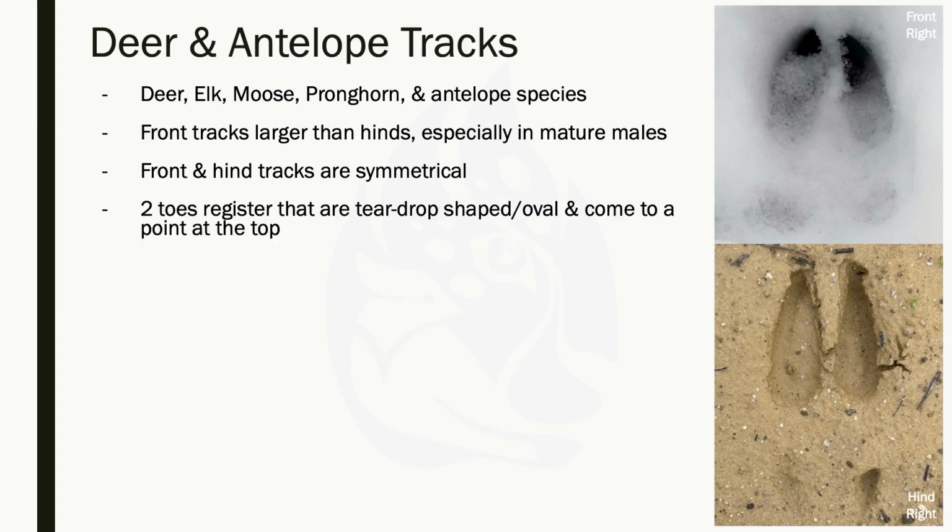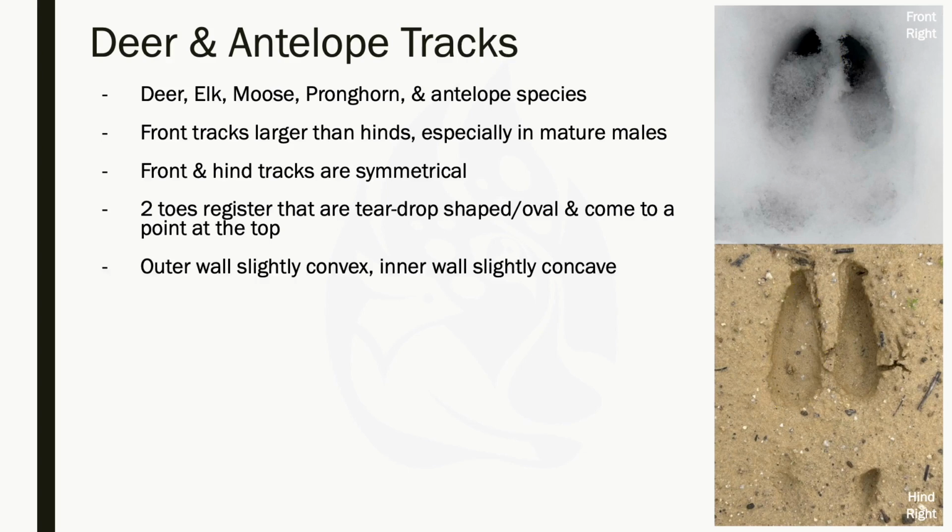Okay. Also, all species of deer and antelope have two toes that are going to register every time, again, assuming that you have good substrate, and they're going to be teardrop shaped or maybe oval. So they're going to be round at the bottom, but most importantly, they're going to come to a point at the top. And that's different from some other ungulates like wild boars, a pig family, who are not going to have that point at the top. So this is a key feature to look for both in the front track as shown above and the hind track down below. They're both going to have these teardrop shaped toes.